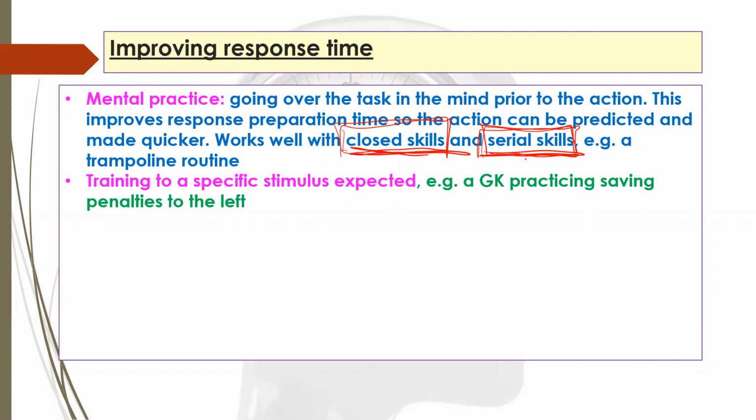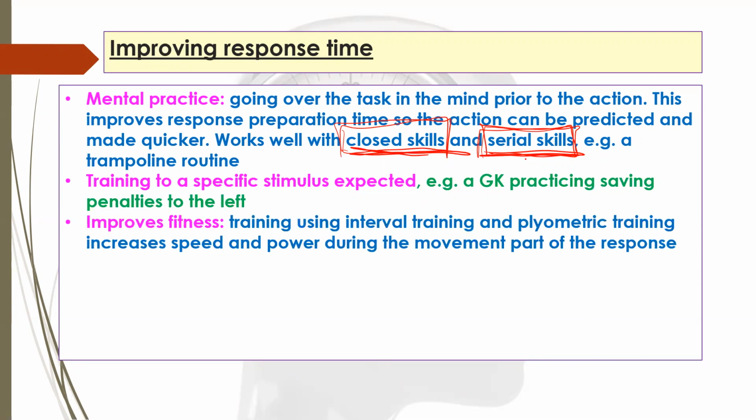The other one, one of the ones that wasn't mentioned, was just training to a specific stimulus. So for instance, a goalkeeper practicing saving penalties to the left. So it might be that they end up doing both ways, but if they're preparing for a particular game and they know that the penalty taker is likely, or more often than not, goes to the left, if a goalkeeper practices that, then when it comes to the actual event, they're more likely to be able to respond quicker because they'll have picked up on those cues that are coming their way, and they can produce a quicker reaction time, probably a better movement time as well, and then ultimately a reduced response time.